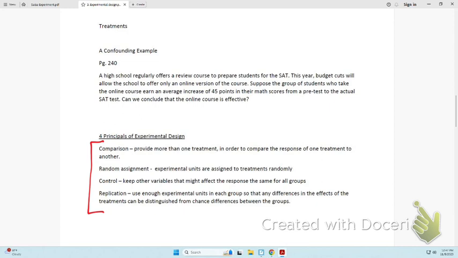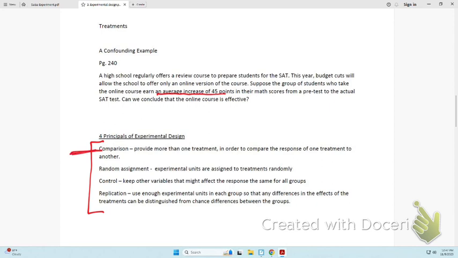And so they are trying to prove that this online version of studying for the SAT is best because it's supposed to give an increase in their math score, right? So this group, they took this online course and they had an increase of 45. So it increased scores on average. Sounds good. But I have many questions here. And right away, comparison is the big one.